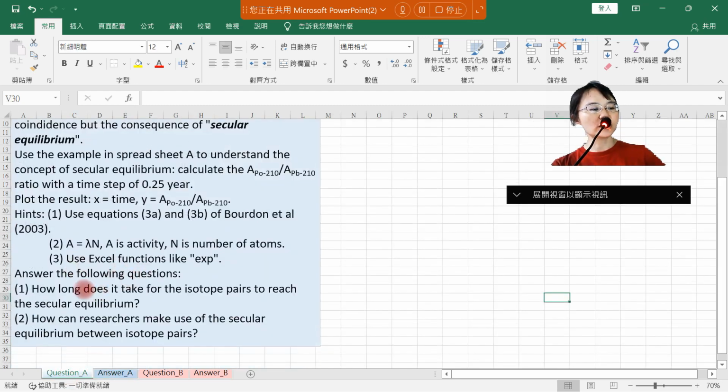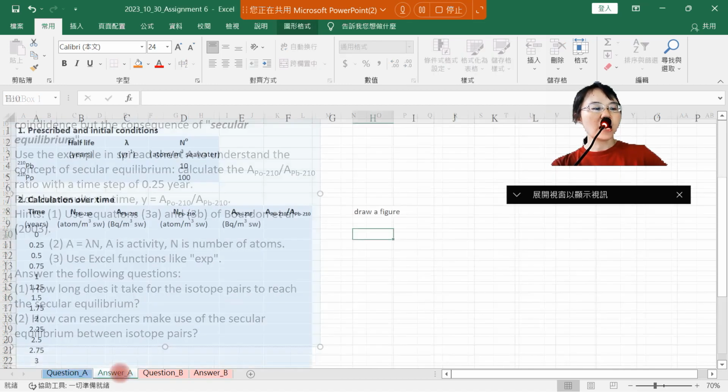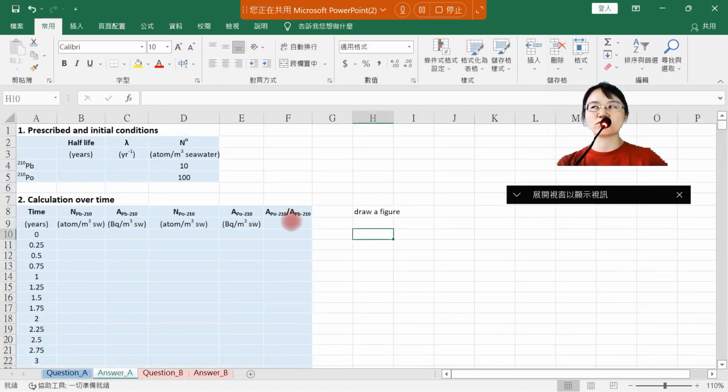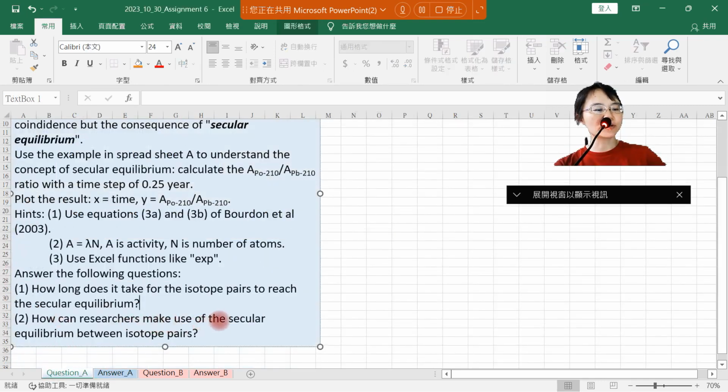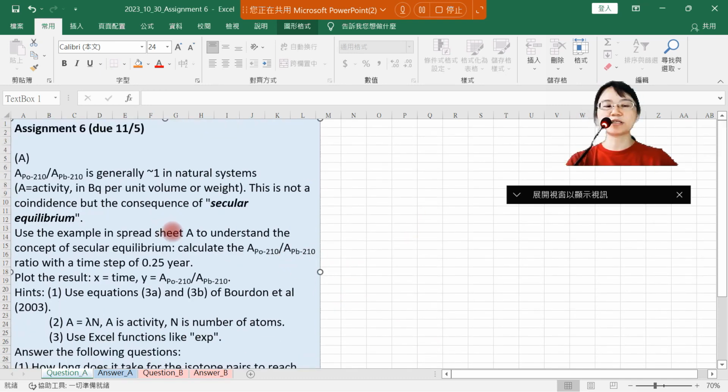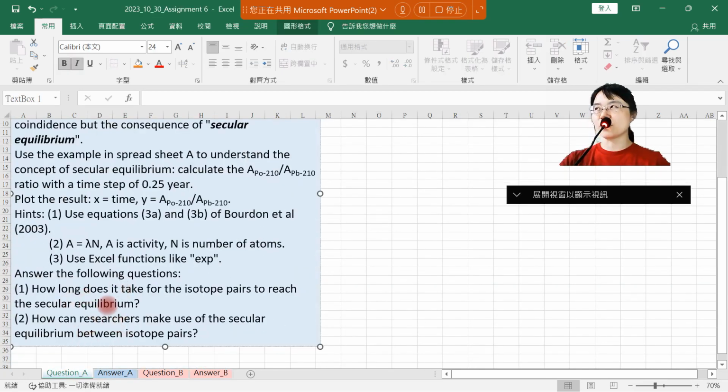Answer the following questions. How long does it take for the isotope pair to reach secular equilibrium? It means how long does it take for this ratio to reach 1? Second, how can researchers make use of the secular equilibrium between isotope pairs? This is of utmost important property of the uranium series. The second part is for your own imagination, how this relationship can be used.